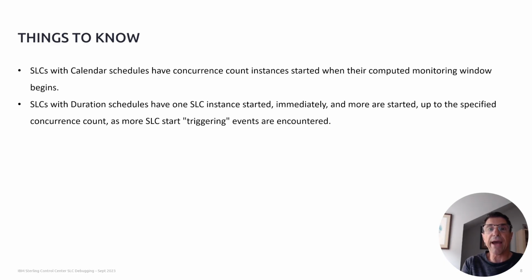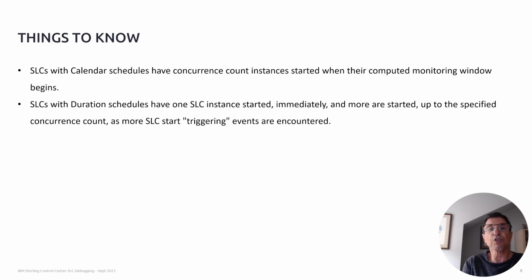Concurrence count is another attribute for your SLCs that may or may not cause problems. Know that concurrence count for SLCs are handled differently depending on the schedule associated with your SLCs. When you have a calendar schedule, the concurrence count tells the SLC service how many instances of whatever you have in your match criteria are supposed to run during the time frame specified. So you don't want to have your concurrence count set too high, because if it's higher than it should be, you'll get events about things that didn't run that you didn't expect to run.